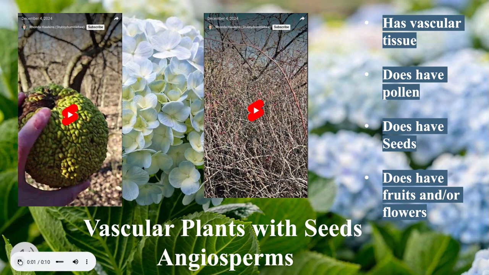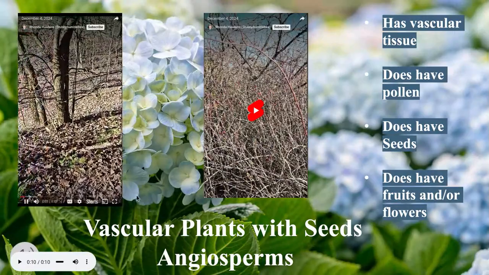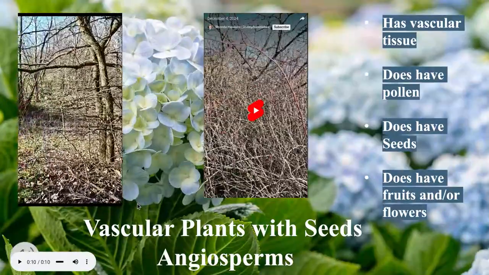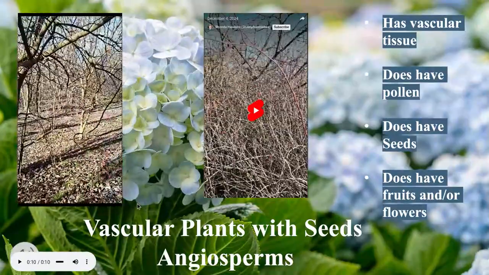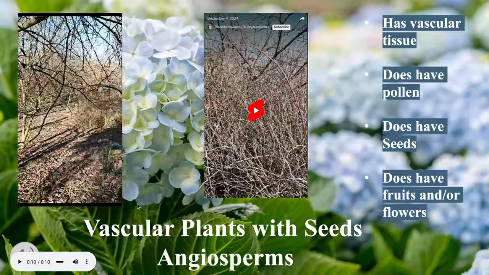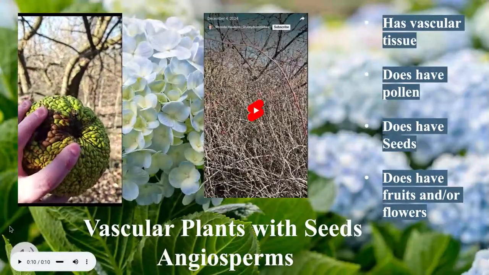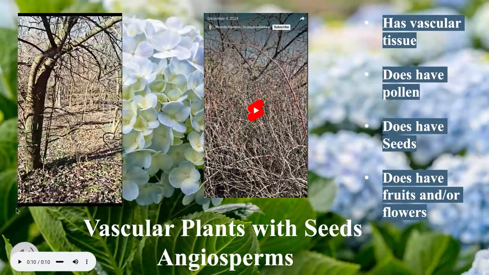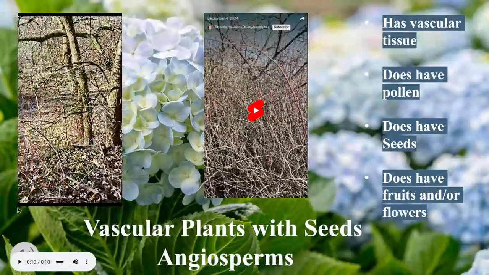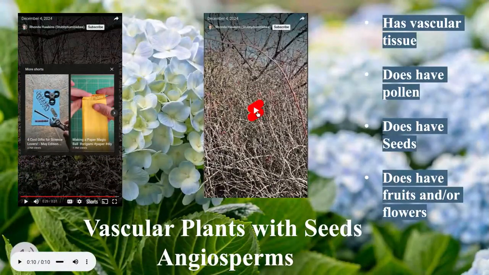Angiosperms are vascular plants, so they have vascular tissue. They pollinate, they have seeds, and they have fruit and or flowers. Sometimes both. Angiosperms. These are your vascular plants that not only seed and pollinate, but also flower and or fruit. And an example of these is all these trees. They're hedge apple trees. This is their fruit. And this is one example of many of an angiosperm.